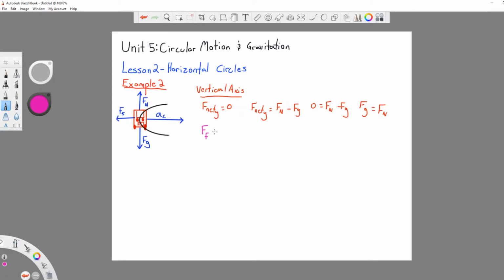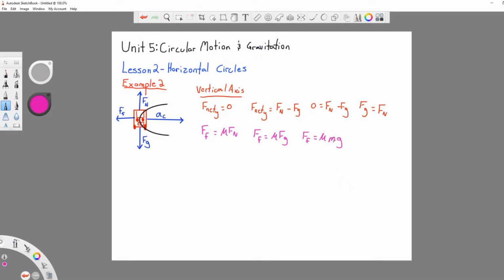We know force of friction is equal to mu times force normal. But force normal is equal to force gravity here. So we can substitute in force gravity for force normal. So in this case, we can say that force of friction is equal to mu times force gravity. And then we're going to expand out force gravity and say force friction is equal to mu times mass times acceleration due to gravity.